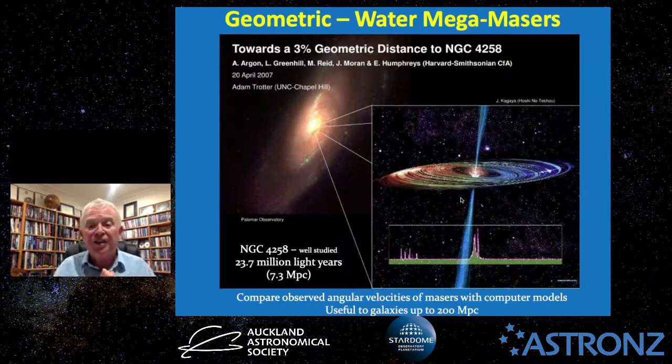It's useful for galaxies up to 200 megaparsecs. Mega, that big capital M there, means million, so 200 million parsecs. So that's roughly 600 million light years away. This particular galaxy, NGC 4258, is going to come up a couple more times in this talk. It's a well-studied galaxy. They've got good, accurate measurements to it now, and so they're pretty confident in this, and that's a distance of 7.3 megaparsecs.